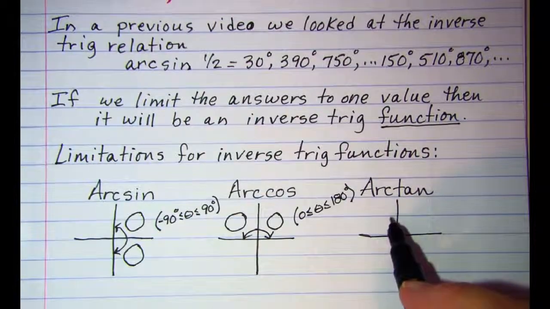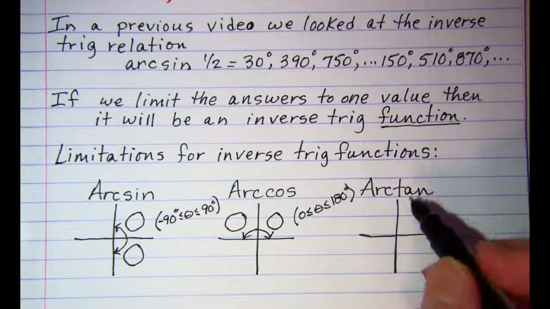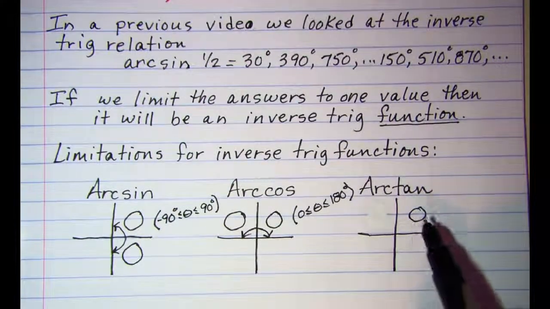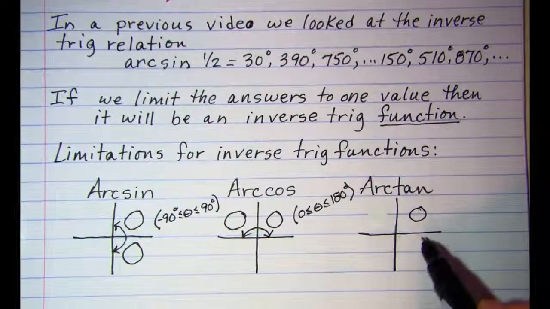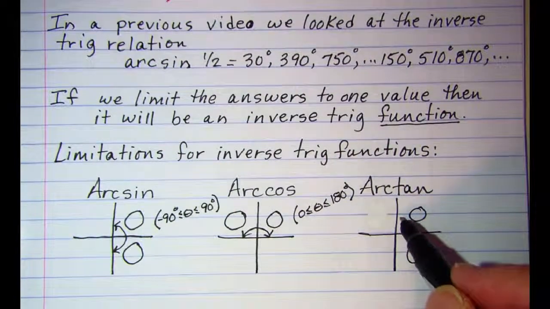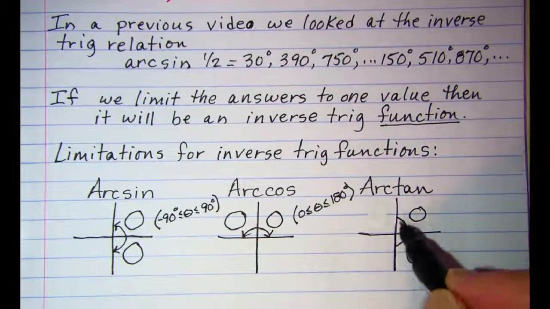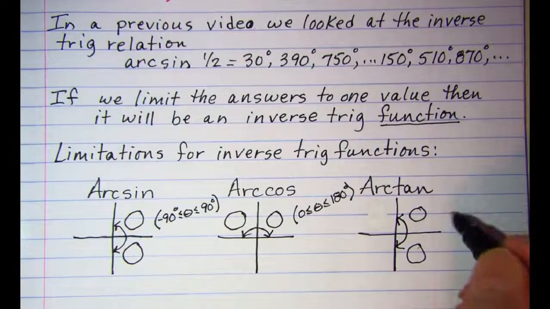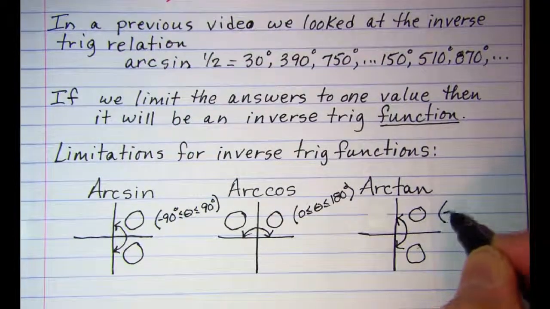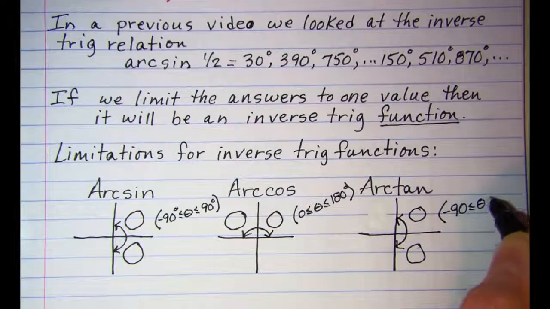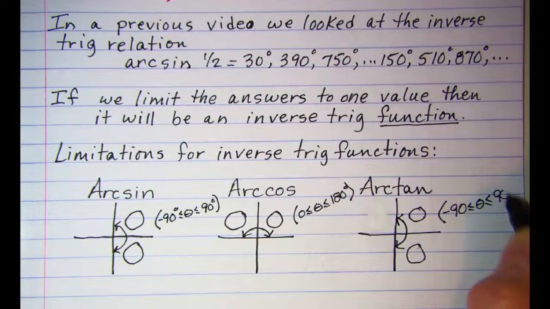And then for arctangent, if our ratio is positive, again we'll pick our angle in quadrant 1. If our tangent ratio is negative, we'll pick our angle from quadrant 4. So our arctangent is limited to these two quadrants, 1 and 4. And so the angle will come from the interval negative 90 to 90.